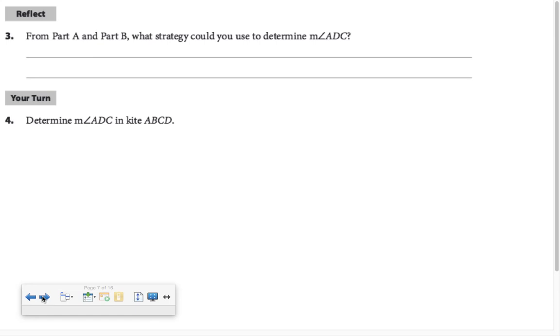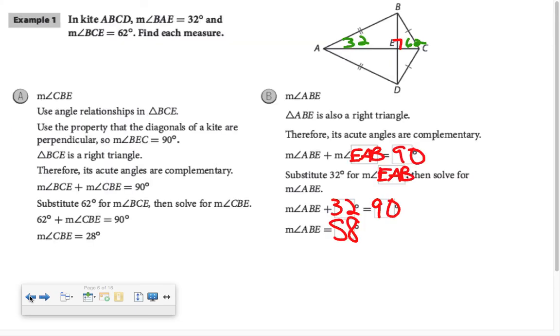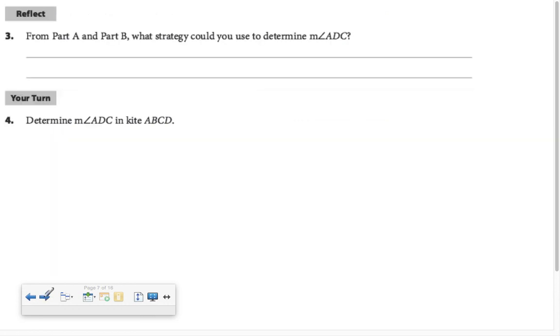For part A and part B, what strategy could we use to determine the measure of angle ADC? Okay, we could use the fact that the angles of this triangle have to add up to 180. So we could add 62 plus 32 to get 94. Subtract that from 180 to find angle ABC, and that would be 86. And since angle ABC is congruent to angle ADC, angle ADC would also be 86.